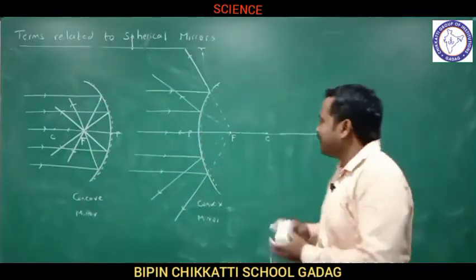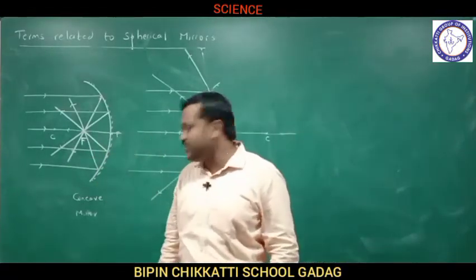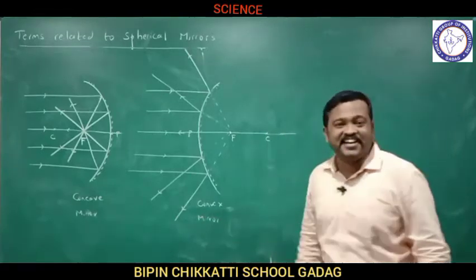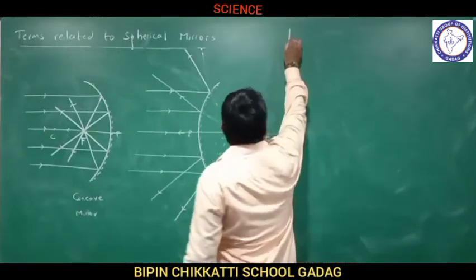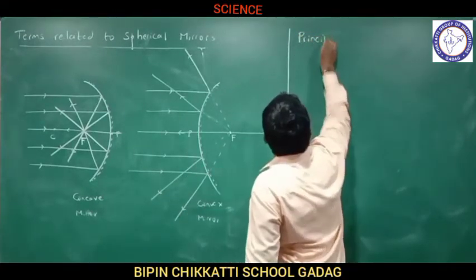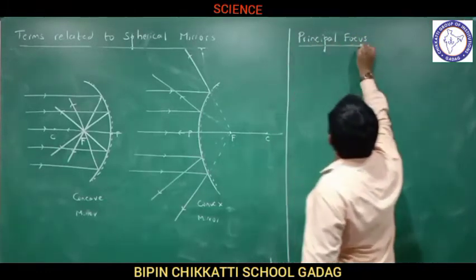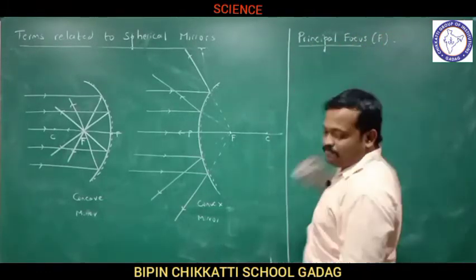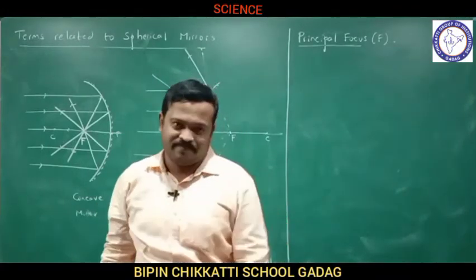Do you understand this, right? For this, the principal focus is this, and here the principal focus is here. This is a concave mirror and this is a convex mirror, right? So now what we are understanding is what principal focus is. The next one is about principal focus. We are understanding what actually the principal focus is. Do you understand? Principal focus is a point. Do you understand?